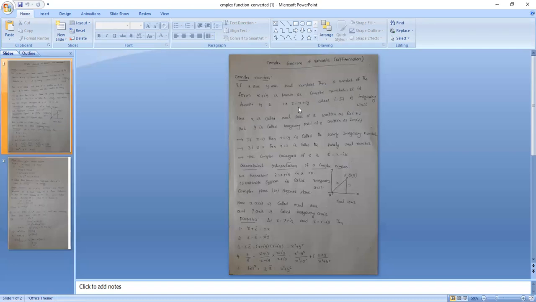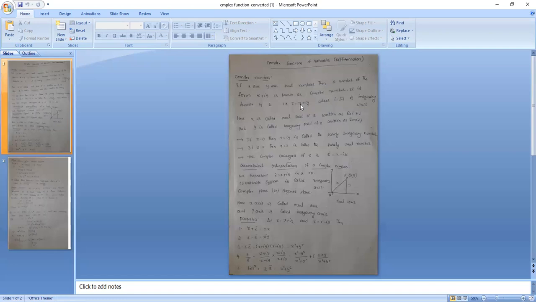In this complex number, x is the real part of z. We can write it as Re of z. y is called the imaginary part of z. It can be written as Im of z.